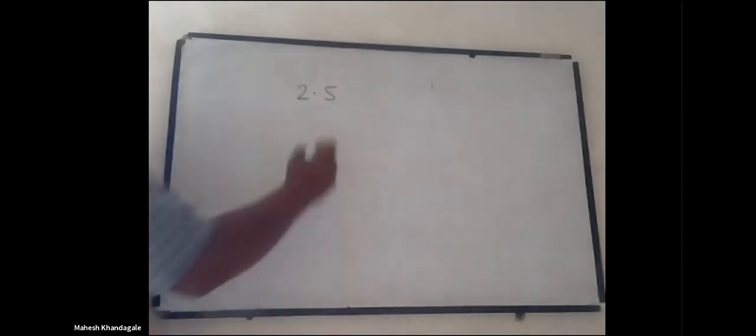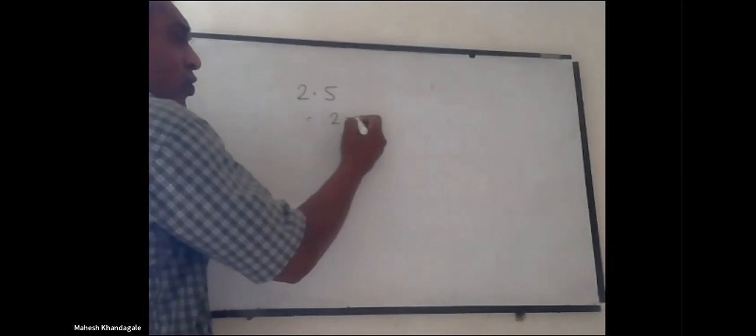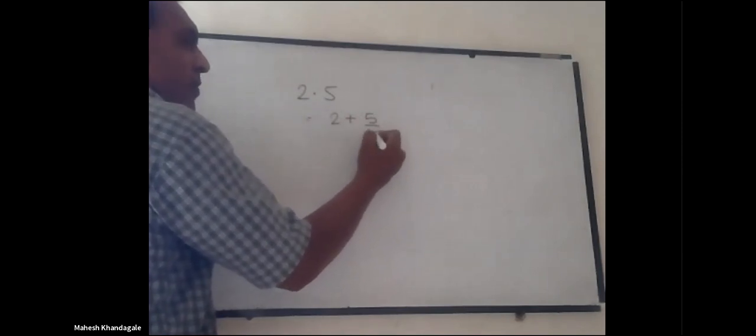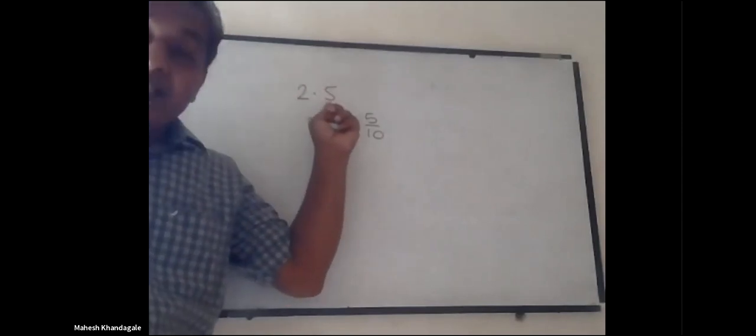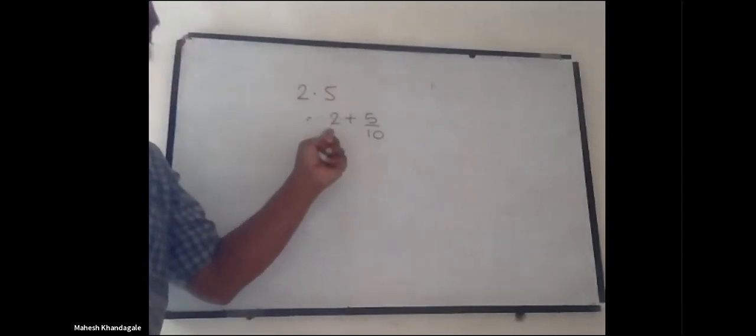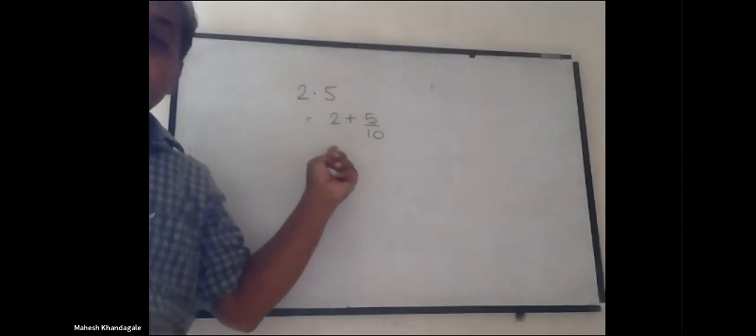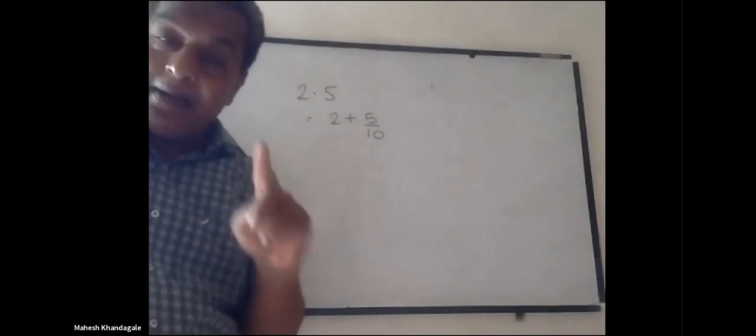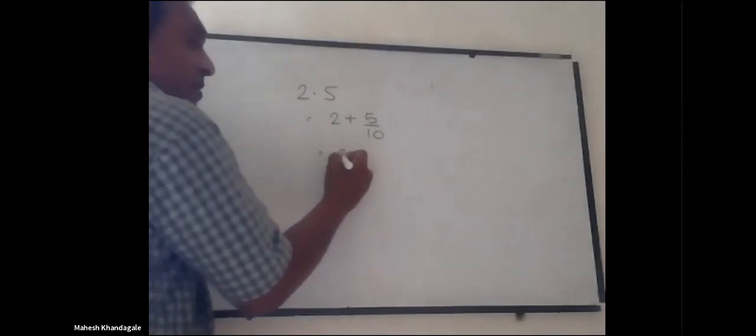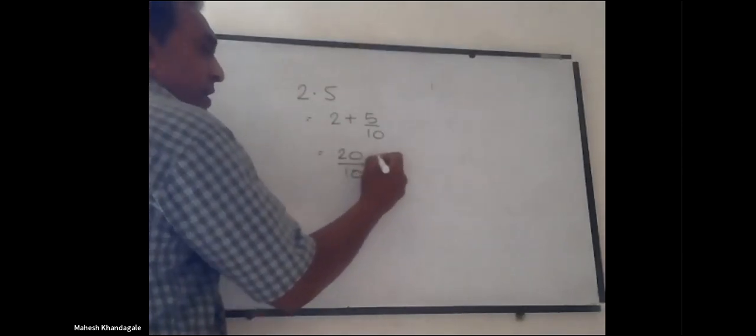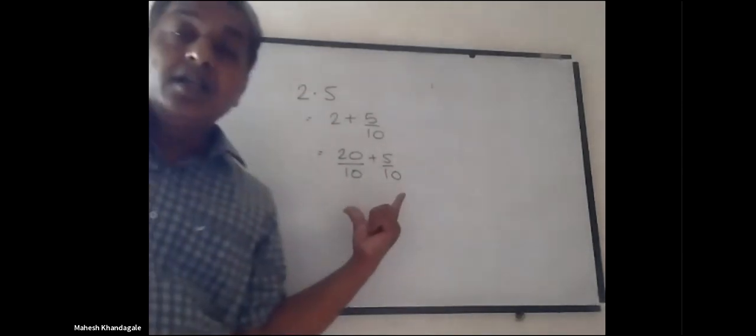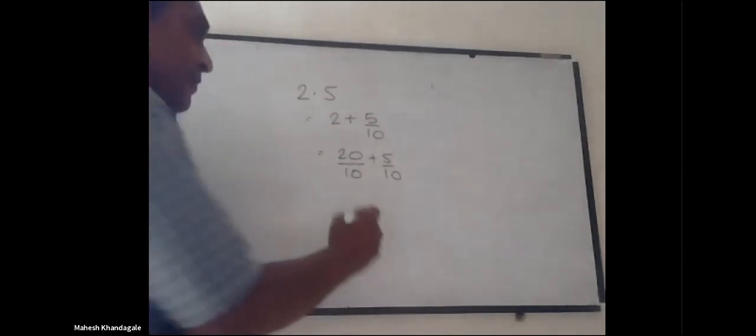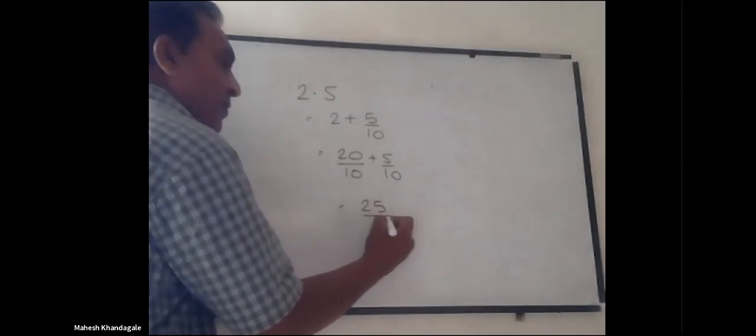2.5. So I can convert this as 2 plus 5 by 10. This is ones place. This is tens place. Okay. So I will convert this with the denominator 10. So किससे multiply करेंगे? 10 से. So this can be written as 20 upon 10 plus 5 upon 10. Now since the denominators are same, we will add. So 25 upon 10.